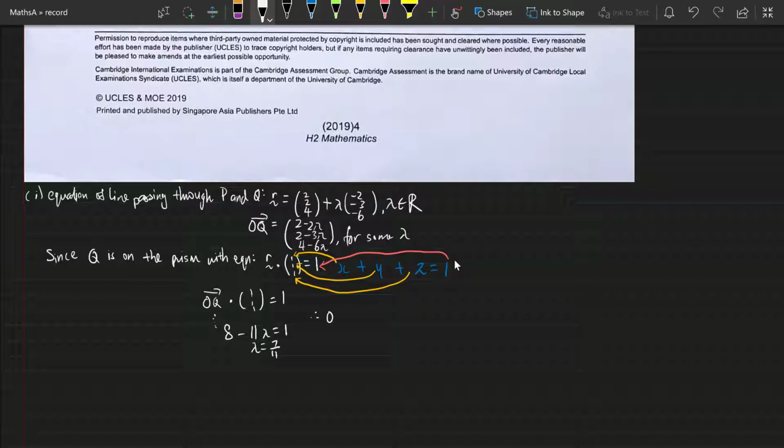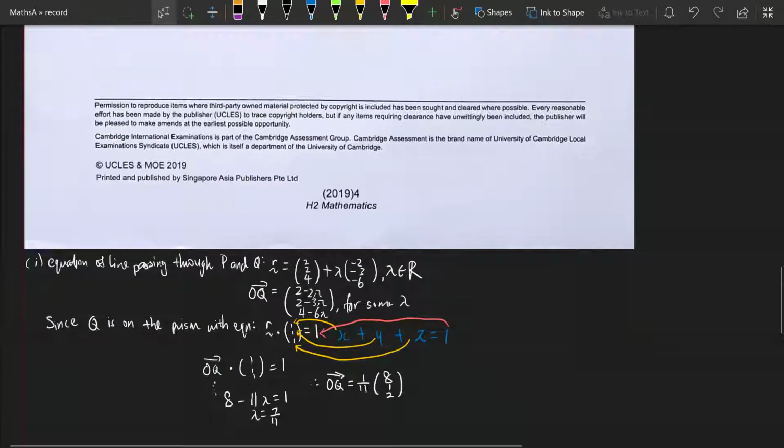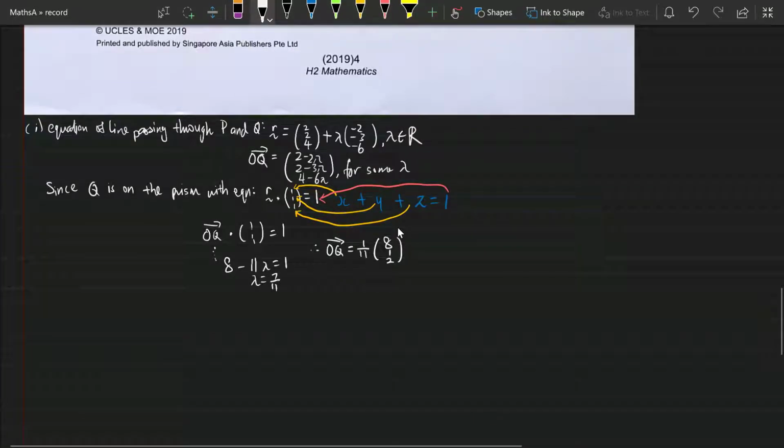Therefore OQ will be, you put in the 7 over 11, and then we factorize out 1 over 11, 8, 1, 2. But this is not good enough. The question wanted exact coordinates of Q. So we're going to write down coordinates of Q to satisfy what the question wants. Coordinates of Q are 8 over 11, 1 over 11, 2 over 11. These are the coordinates of Q.